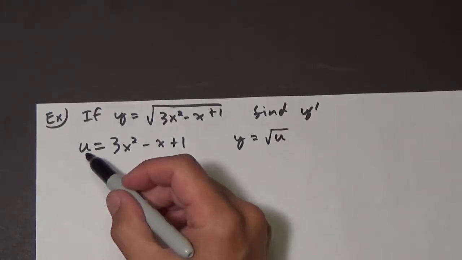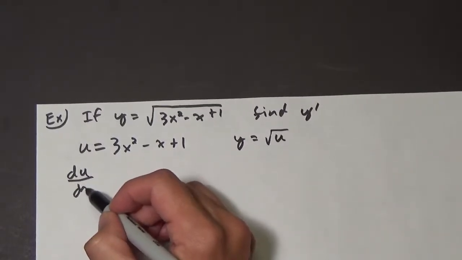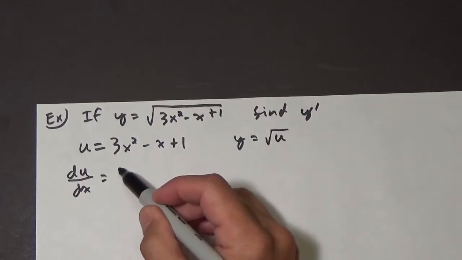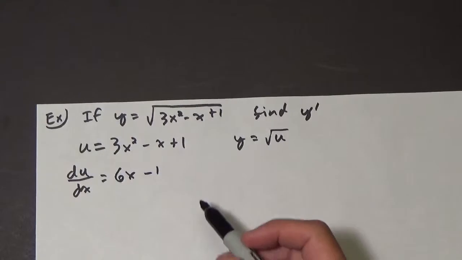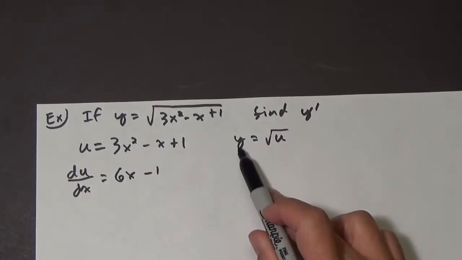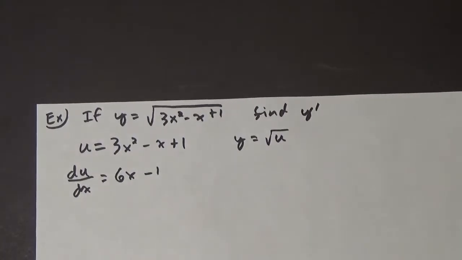Okay, so let's go ahead and get du dx. So du dx is, let's see, derivative of 3x squared is 6x. The derivative of a negative x is a minus 1. And the derivative of 1 is 0. Okay, now we need the derivative of this.